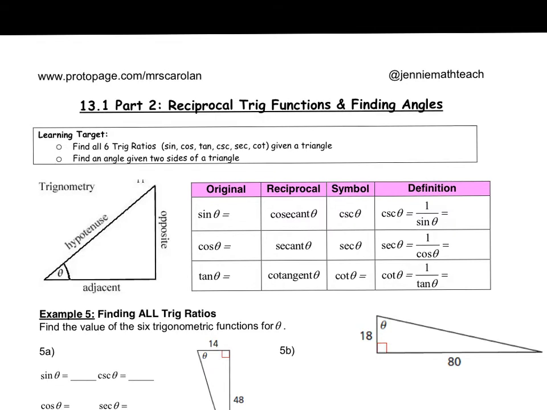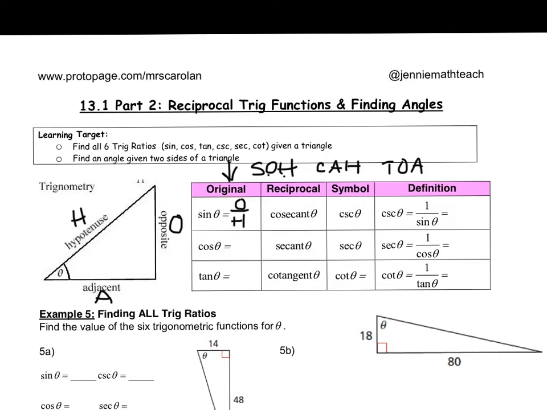So we have our original trig functions, sine, cosine, and tangent, and we know they come from taking a right triangle and labeling the opposite, adjacent, and hypotenuse, and then writing the ratios. So sine, if you remember, is from SOHCAHTOA. Here it is. So sine is opposite over hypotenuse, O over H.